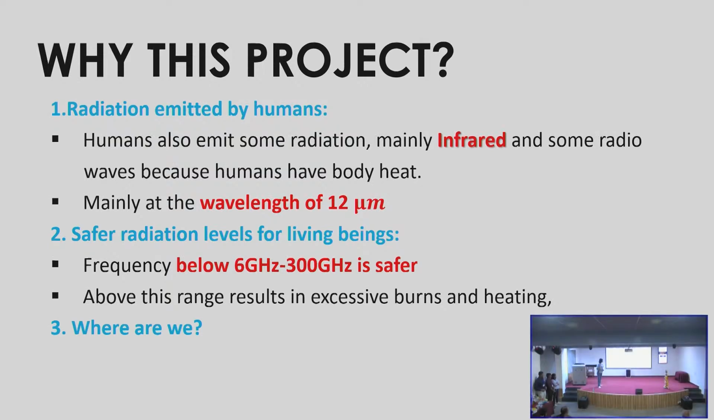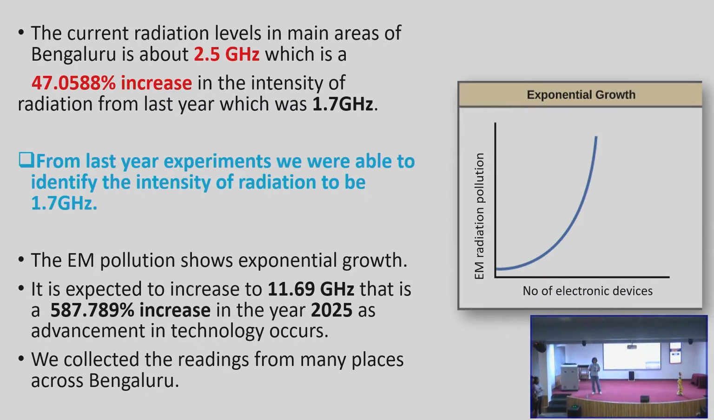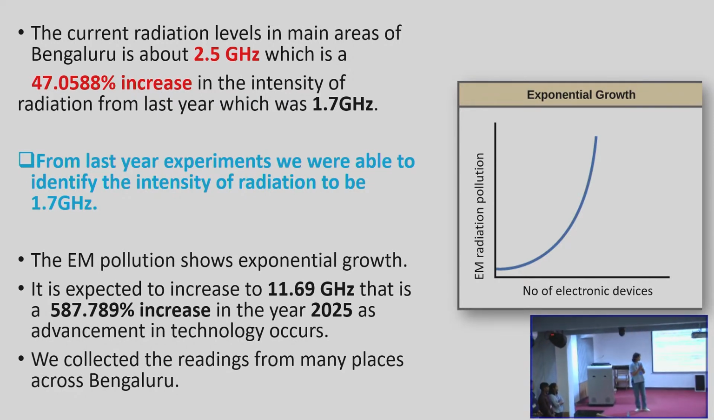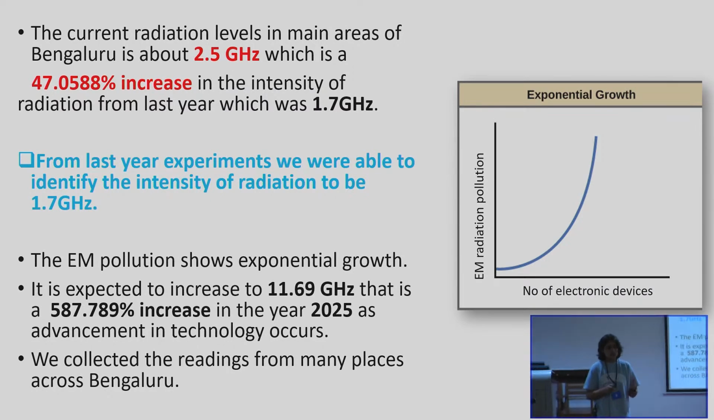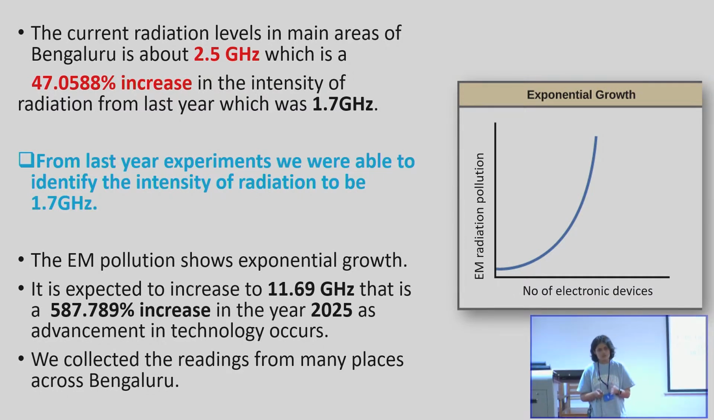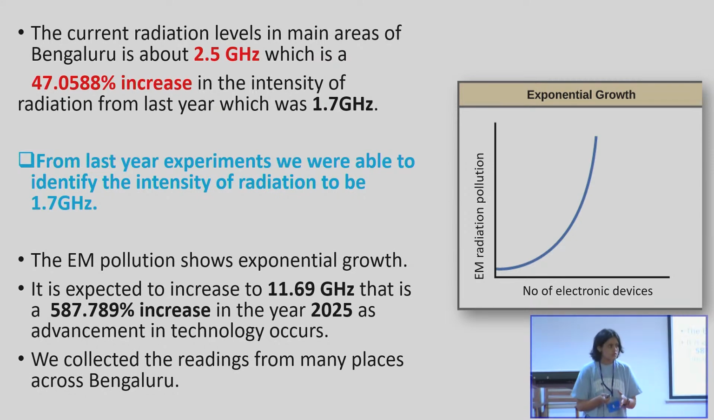Where are we? The current radiation levels in the main areas of Bangalore, as our experiment shows, is 2.5 gigahertz, which is a 47% increase from last year, which was 1.7 gigahertz. Students from PES University conducted the same experiment last year and got the result of 1.7 gigahertz.